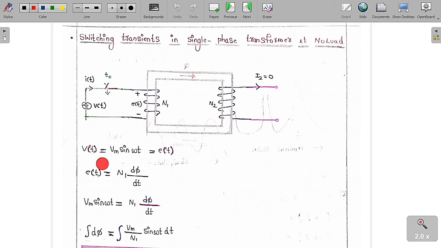Now I assume the supply voltage is Vm sin omega t. Practically, a small amount of resistance and inductance is present, but the voltage drop across them is really small. Therefore, the supply voltage is equal to the induced voltage e(t). So e(t) is equal to N1 into d phi by dt. What is e(t)? e(t) equals Vm sin omega t, which equals N1 into d phi by dt.